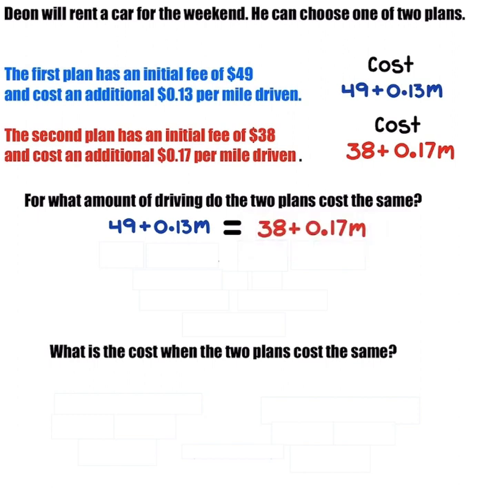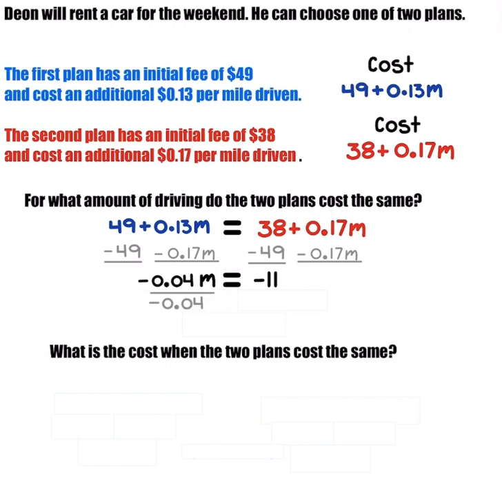To solve this equation, we want to move letters to one side, numbers to the other. So moving my m's to the left, I'm going to subtract 0.17m from both sides, leaving me with negative 0.04m on the left. Let's move the numbers to the right by subtracting 49 from both sides, which gives me negative 11. Undoing multiply by negative 0.04, I'm going to divide both sides by negative 0.04, and m is equal to 275.